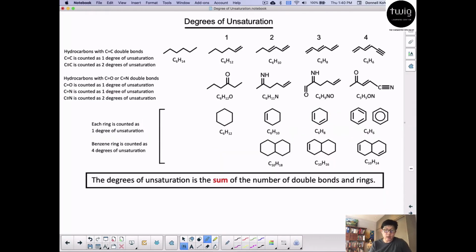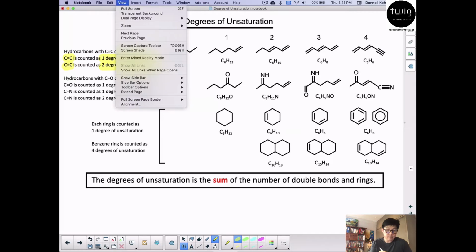Let's look at this formula. This is actually heptane. But before I say that, I just want you to take note. If you get a C=C double bond, one C=C double bond is counted as 1 degree of unsaturation. If you get a C≡C triple bond, it is counted as 2 degrees of unsaturation. Let's see what it means. So let's try.